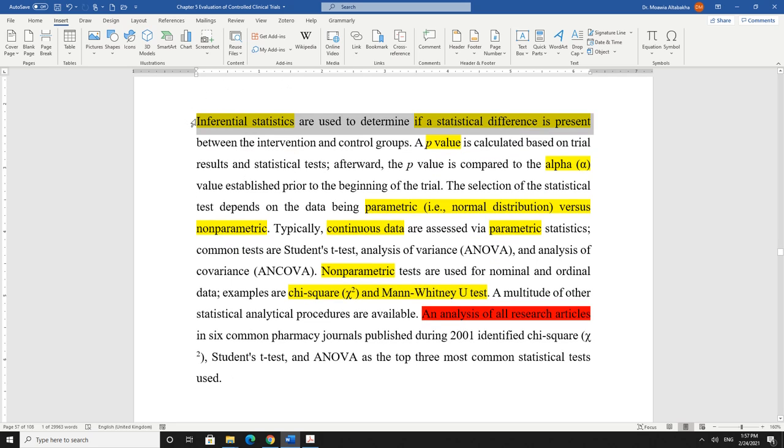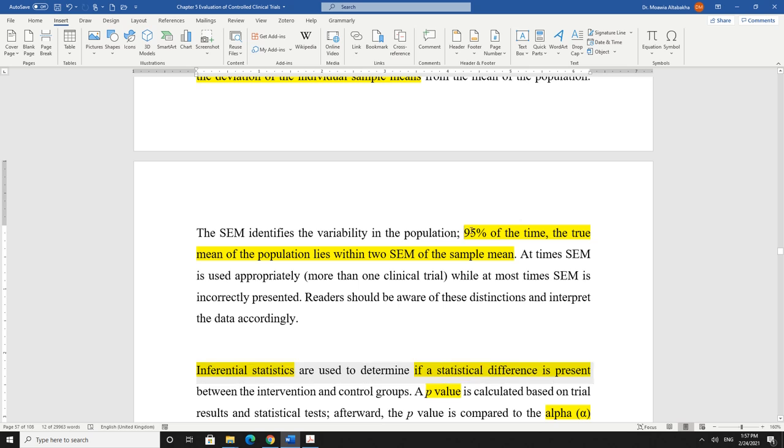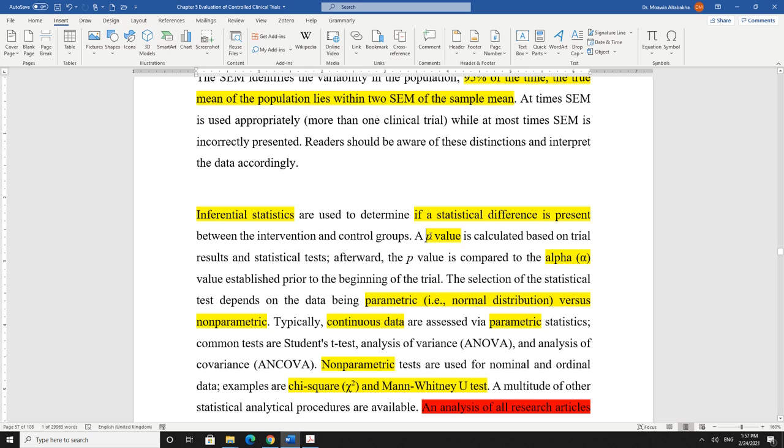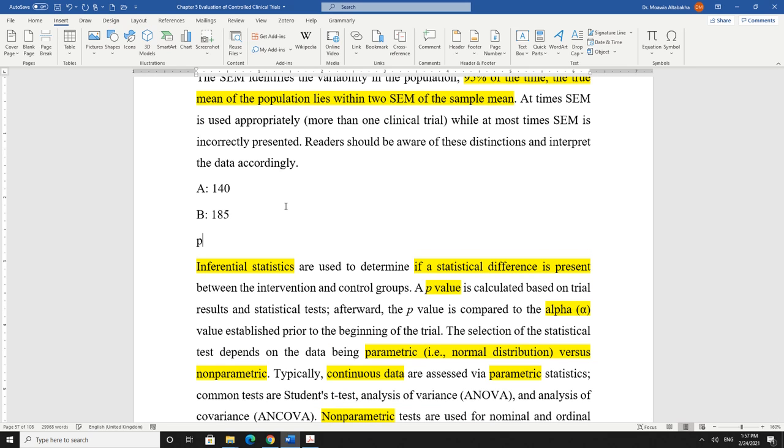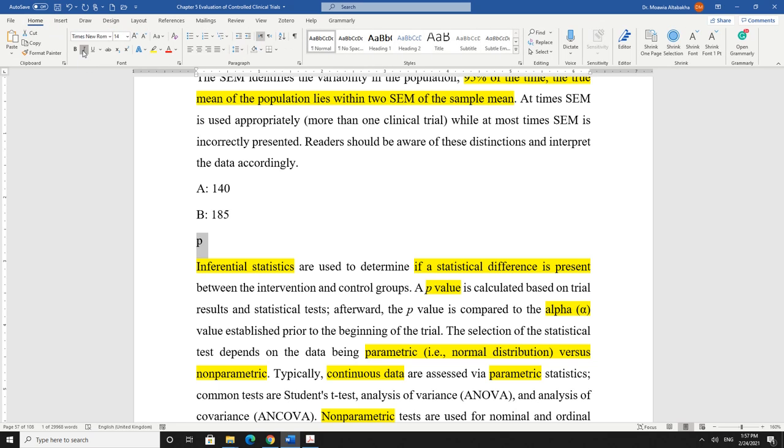Usually when they start talking about inferential statistics, they may determine the 95% confidence interval, as you have seen here, or they may present a p-value. For example, they tell you, okay, in group A compared with group B, the cholesterol level here was 140, and in the control it was 185, for example. So they will give you these two numbers, and then they will tell you the p-value is equal to 0.02, for example.